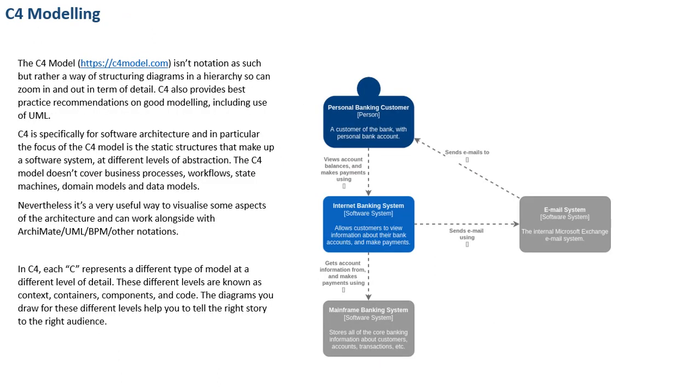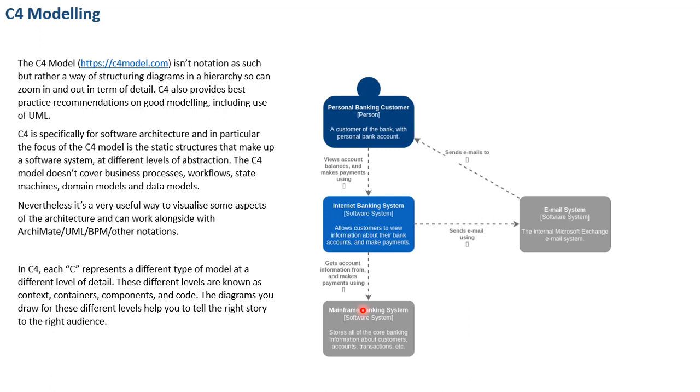C4 modeling is really interesting. It's not technically a notation, but more of a structure of solution architecture. C4 means it's four levels. So it goes from the very high level view down to the component view that you can build from. It's a pretty simple approach. It doesn't incorporate things like process modeling, but from a static solution point of view, it's a really useful way of visualizing the different levels of your solution.